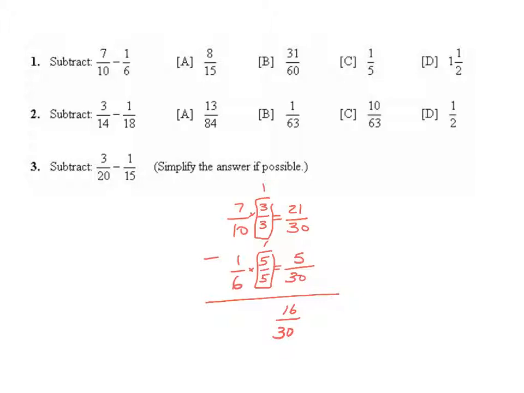But that is not one of my answer choices, and that's because it's not in simplest form. I can pull out a 2 from the numerator and the denominator because 2 is a common factor. So 16 divided by 2 is 8, and 30 divided by 2 is 15. So your final answer, 8/15, that's answer choice A.